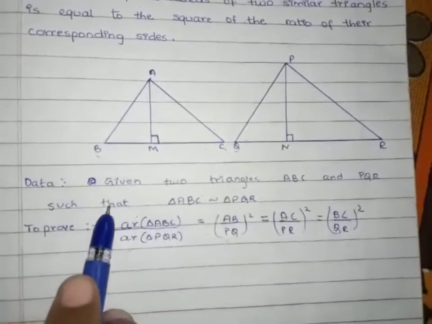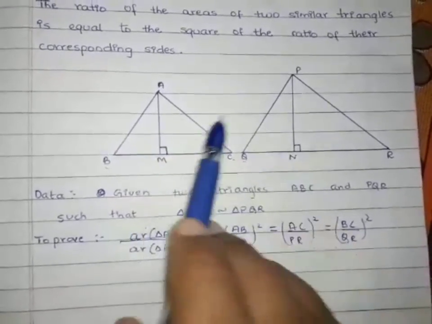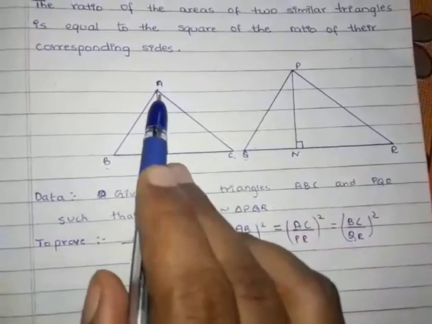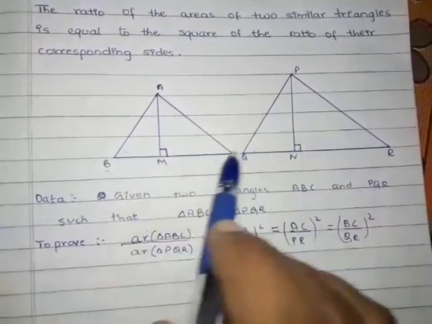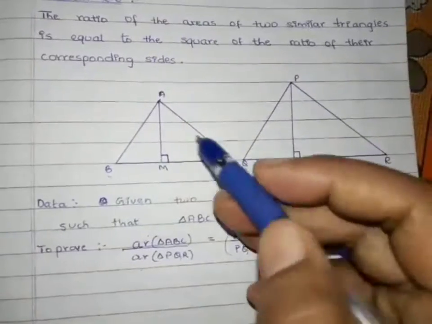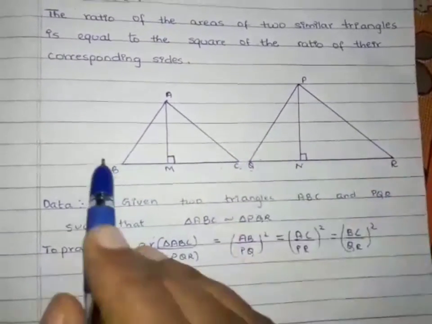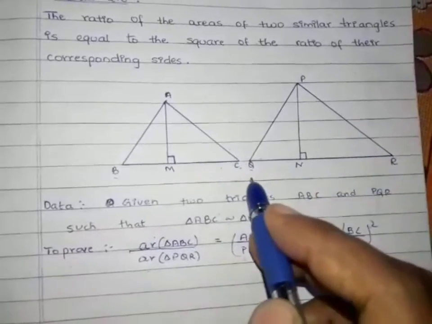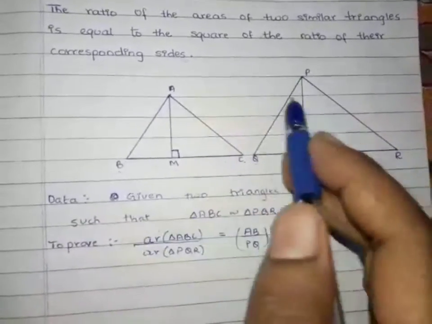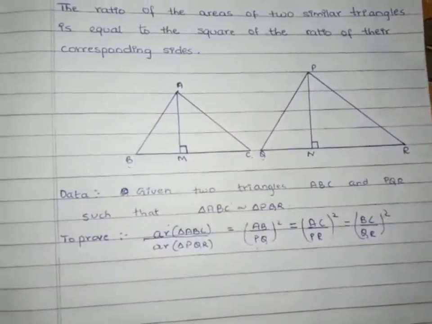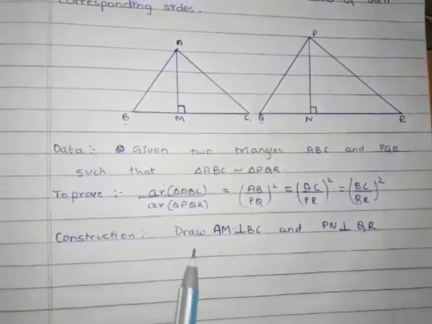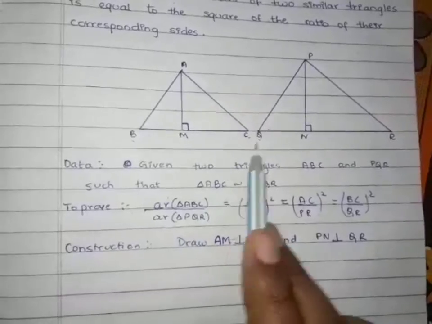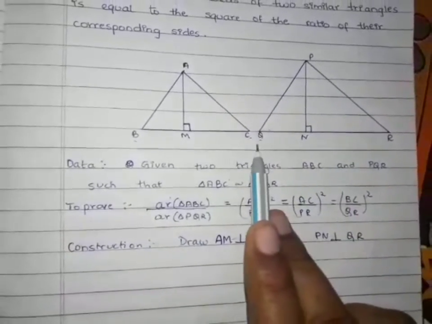So see here, given are only the two triangles. This line is what we are constructing. Okay. We are drawing two altitudes to the two triangles. That is, we are drawing a line AM perpendicular to BC. And also PN perpendicular to QR. So let us write it down as construction. So the construction is draw AM perpendicular to BC and PN perpendicular to QR.